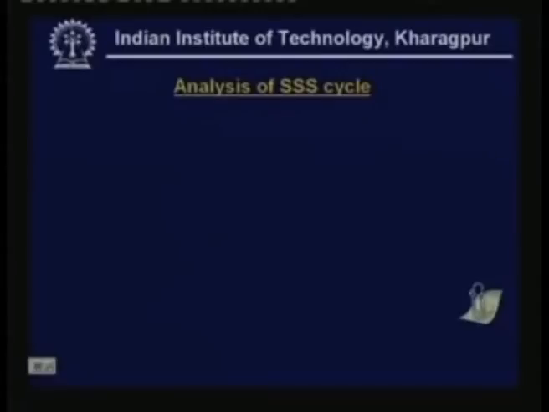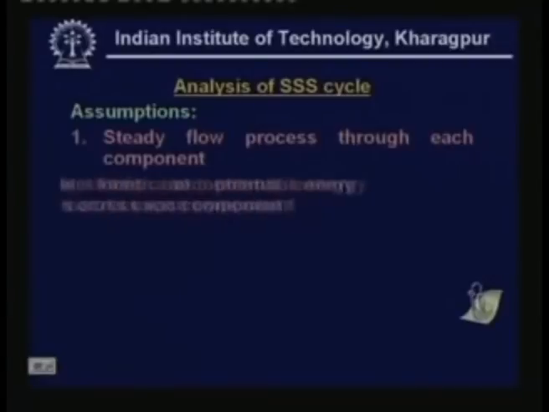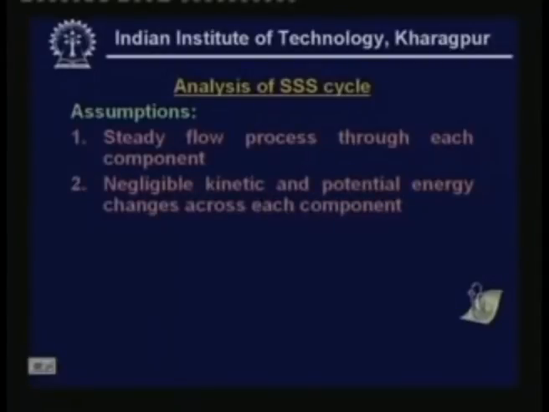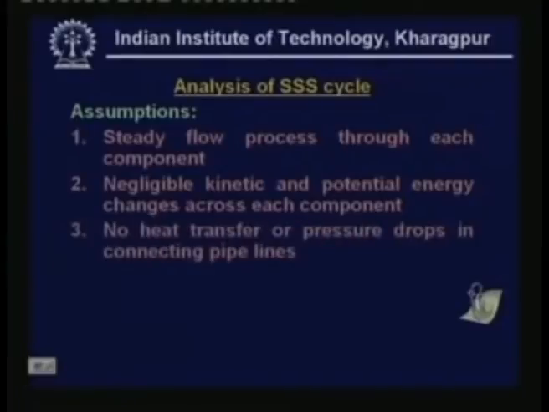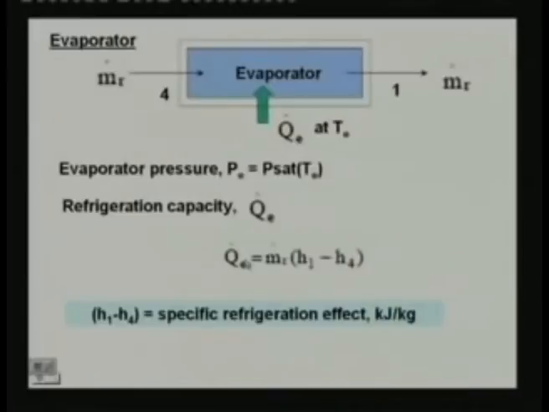Now let us look at a simple analysis of a standard vapor compression refrigeration cycle, and this analysis is carried out under the following assumptions. We assume that all the processes taking place in each component are steady flow processes, and we neglect kinetic and potential energy changes across each component, and there is no heat transfer or pressure drop in the connecting pipelines. The analysis is carried out by applying the steady flow energy equation to each component. So let me show the analysis for each component. First let us take the evaporator.